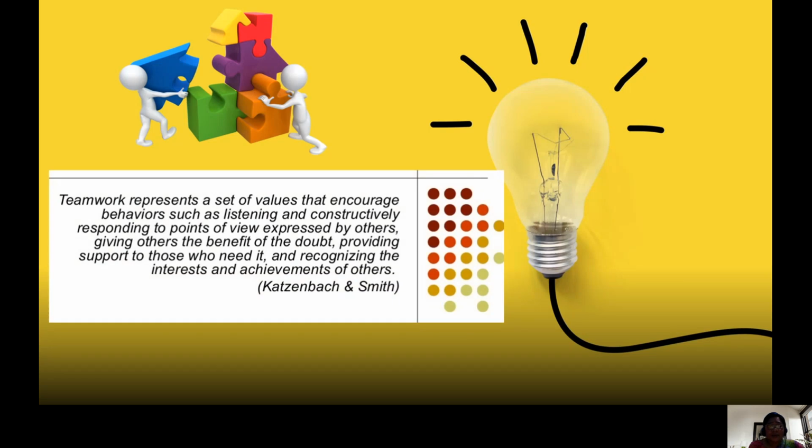So teamwork represents a set of values that encourage behaviors such as listening and constructively responding to the points of view expressed by others, giving others the benefit of the doubt, providing support to those who need it, and recognizing the interests and achievements of others, by Katzenbach and Smith.